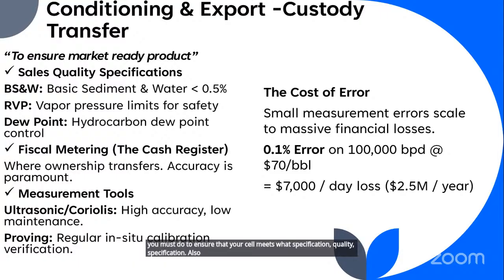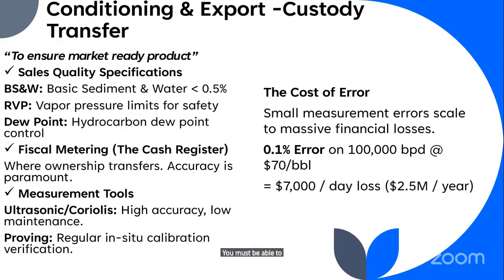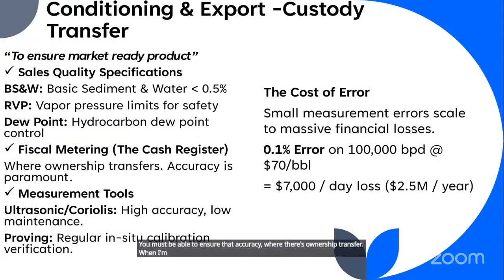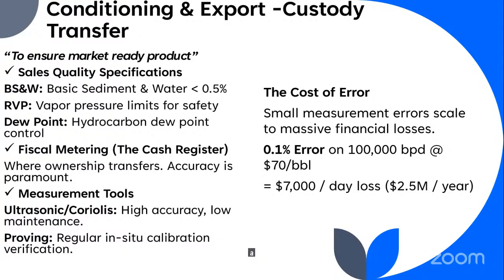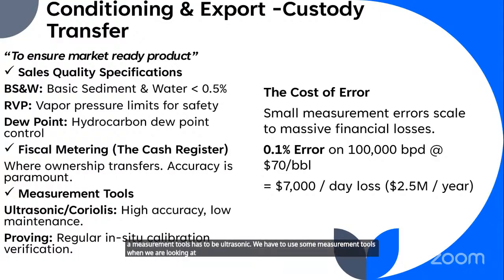Also, when you talk about physical metering, the cash register, you must be able to ensure that accuracy is there where there's ownership transfer. When I'm selling or moving my product from one point to the other, I want to ensure that what I recorded that was moved is what is actually there. Our measurement tools have to be ultrasonic. We have to use some measurement tools when we are looking at loading of our products.